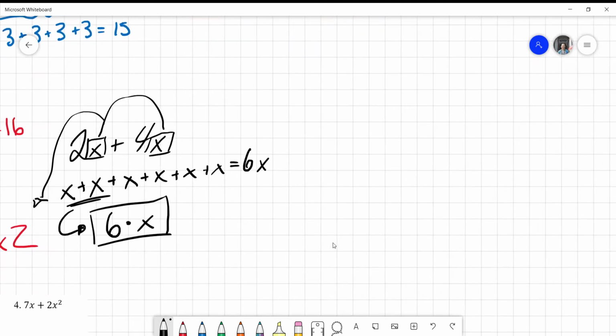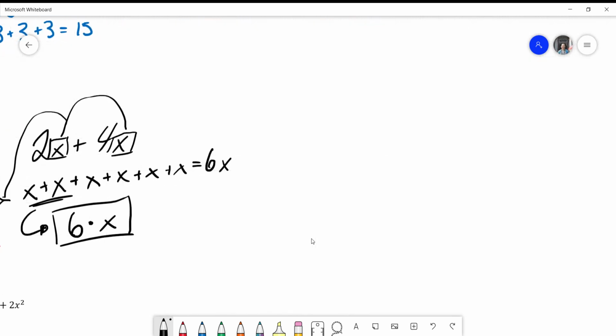So we can go over here and we'll look at something a little bit different. If we have, we'll try that again. 8 times 3 plus, we'll do 9 times 3.